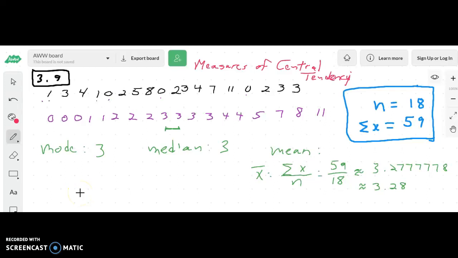Hello, this screencast is going to walk us through item number 3.9 from the textbook on page 57. I figured this can serve as a good example that we can use for the other problems in the text. And we're going to walk through specifically what are called the measures of central tendency.